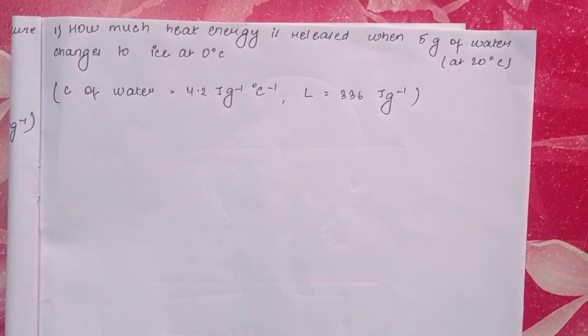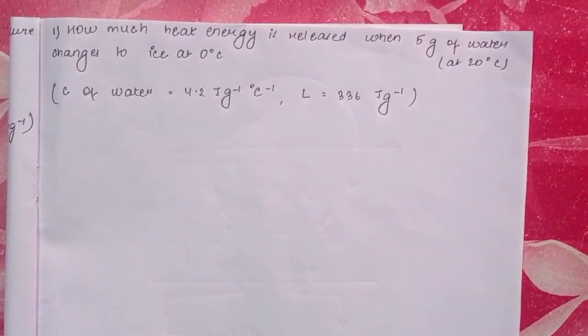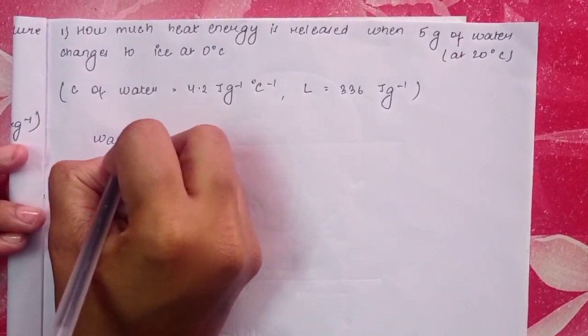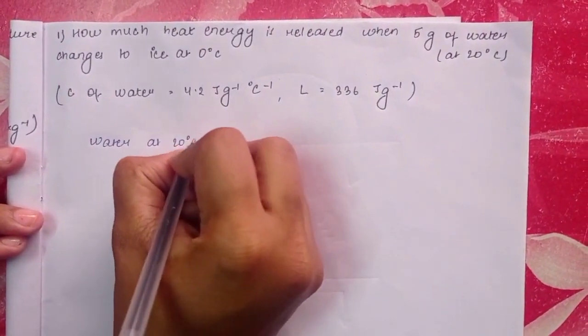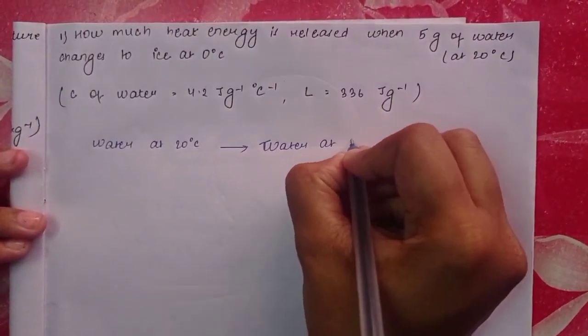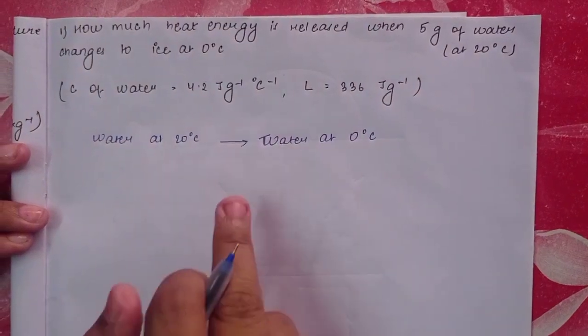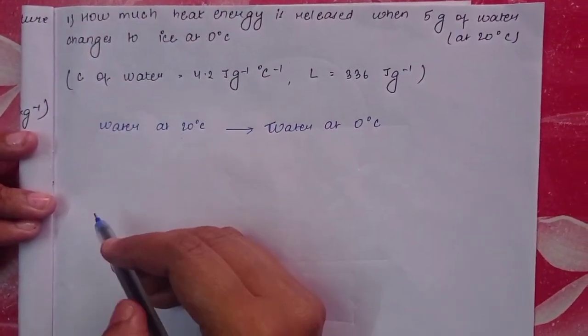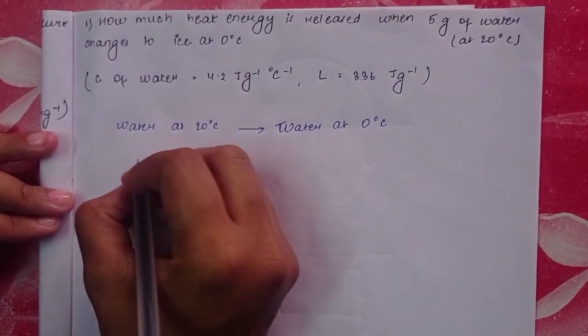First of all, the temperature will drop and then it will convert to ice. So the first step which happens is that water at 20 degrees Celsius will convert to water at 0 degrees Celsius. First, the temperature will decrease till 0 degrees Celsius. So in this case, you can see the temperature is changing. So what amount of heat will be released?